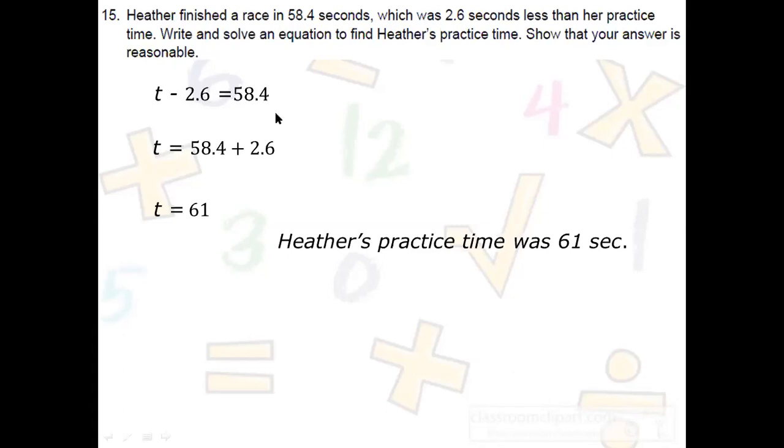So 58.4 plus 2.6 will give you 61. In fact, it's 61.0, but we don't take the 0. So her practice time was 61 seconds. You can even do this mentally. 4 plus 6 will give you 10. So you put 0 down, carry 1. So 58 plus 1, 59 plus 2 will give you 61. You have to be very fast and quick enough to solve questions like that.